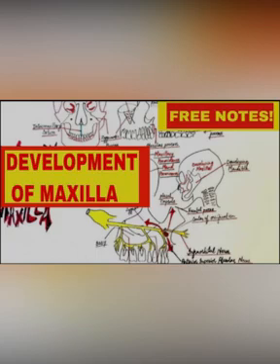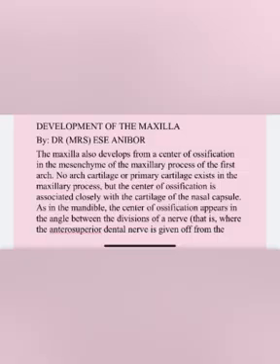So you need to know that the maxilla, like the mandible, develops from a center of ossification in the mesenchyme of the maxillary process of the first branchial arch. You don't have any arch cartilage or primary cartilage in the maxillary process, but the center of ossification is closely associated with the cartilage of the nasal capsule.